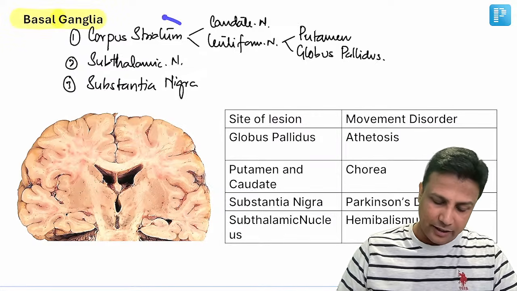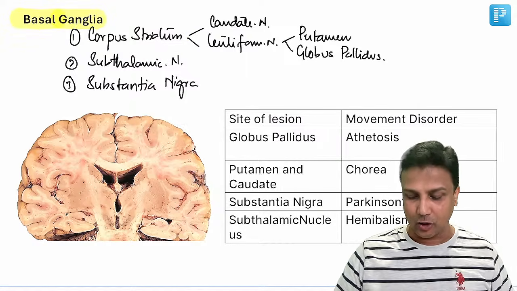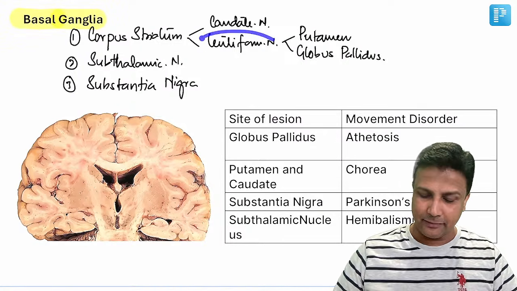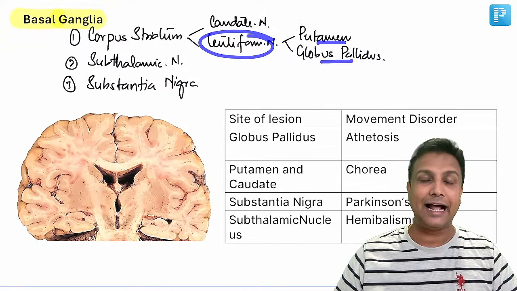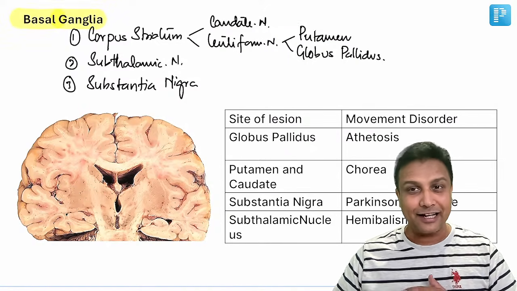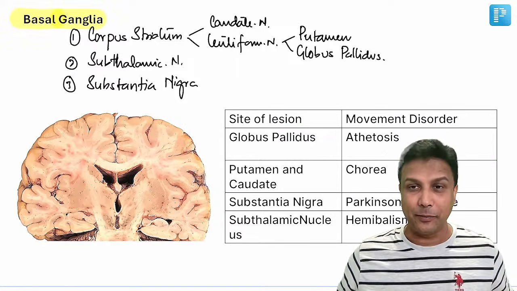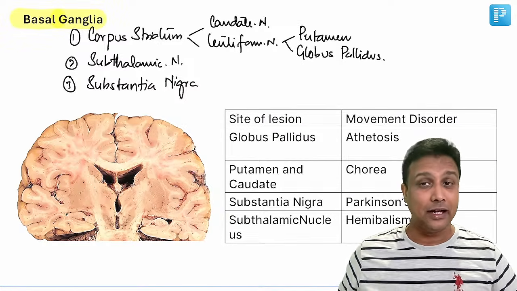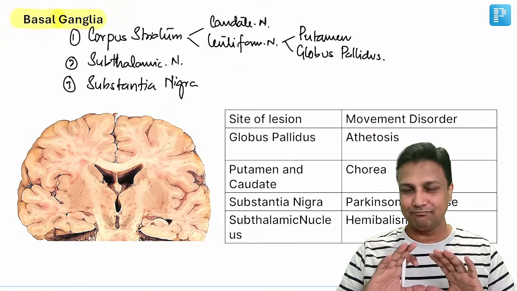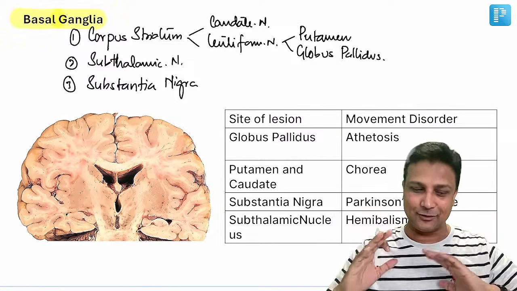Now, this corpus striatum is in turn made up of two nuclei, the caudate nucleus and the lentiform nucleus. Lentiform nucleus is in turn made up of two nuclei, that is the putamen and the globus pallidus. This is what you have to remember. Recall it comfortably. I know that you have gone through all the main videos and will have already gone through the rapid revision videos at least. So don't worry, just try to recall all the things right now.